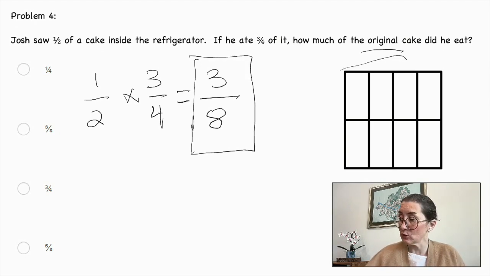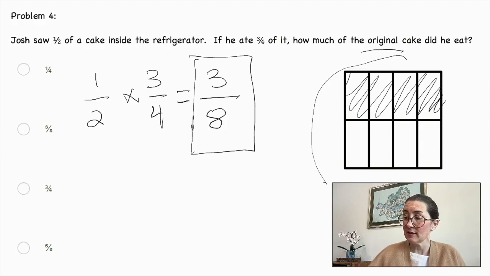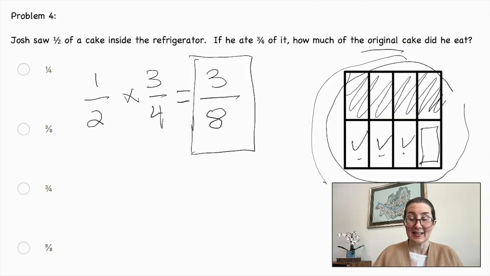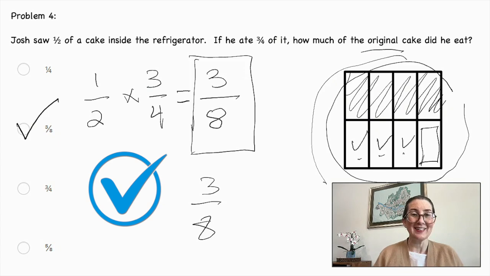Let's do it visually as well. So when Josh got there, only half of the cake was left, so 4 slices. And he ate 3/4 of those 4 slices. So there's only 1 slice left, and he ate 3 out of the total of 8 slices. 3/8 again. So 3/8 is our answer.